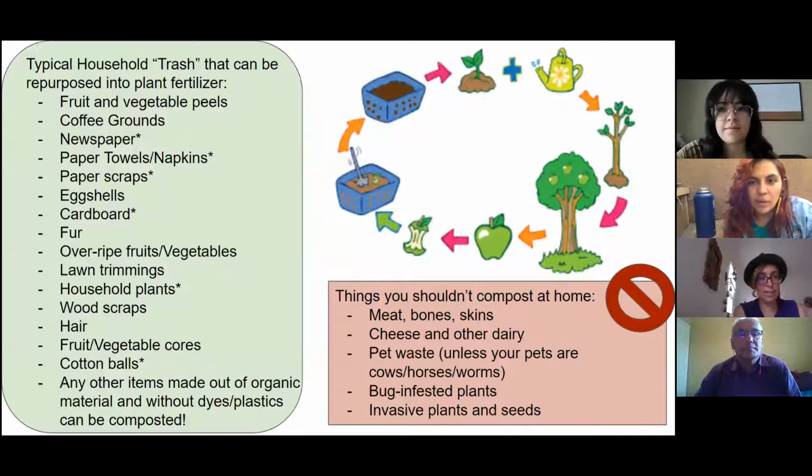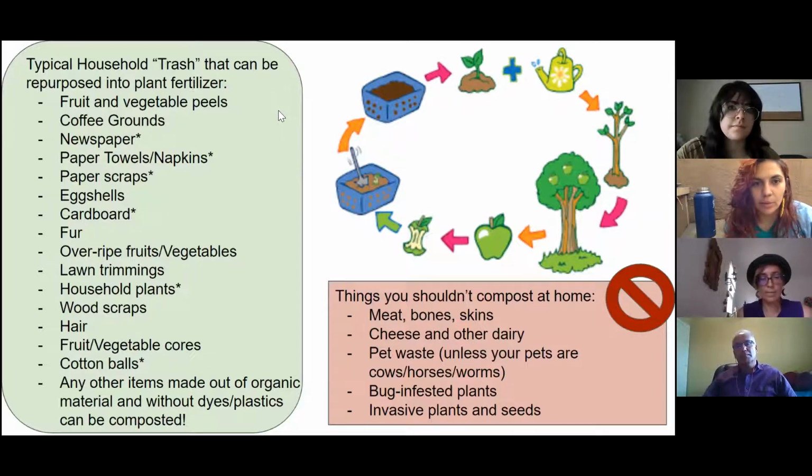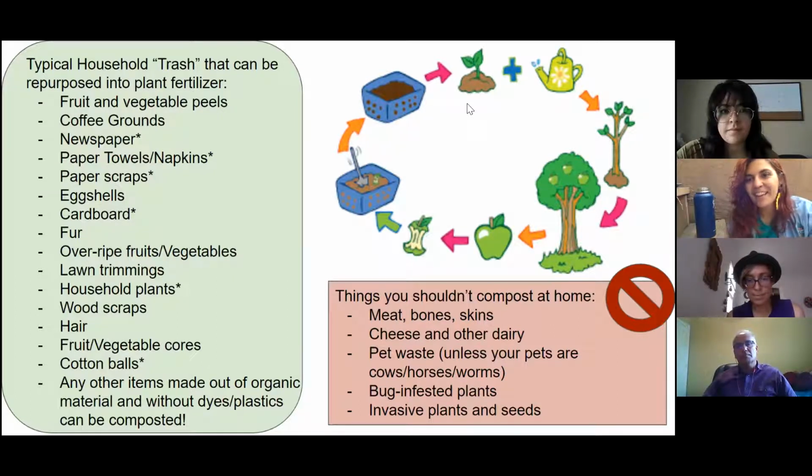So the essential question that we're asking here is, can our trash be turned back into trees? What I put up here are some common household trash items that can actually be repurposed into compost, into plant fertilizer. Some pretty common things: vegetables, fruits, coffee grounds, but even fur, which I didn't know until I was looking into it.